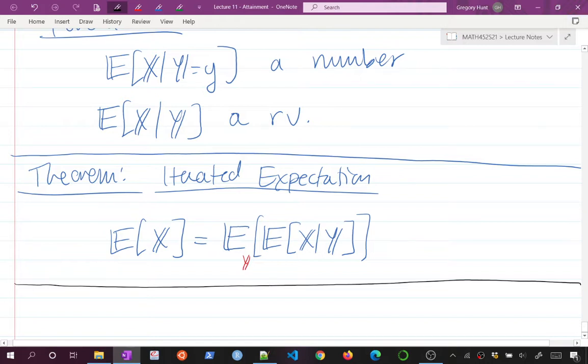We'll leave it there, and next time we'll start off with a review of iterated expectation, and then launch into how that relates to our pursuit of the best estimators. But yeah, we will stop it there.